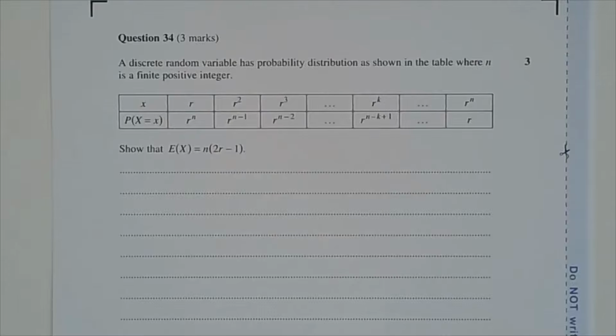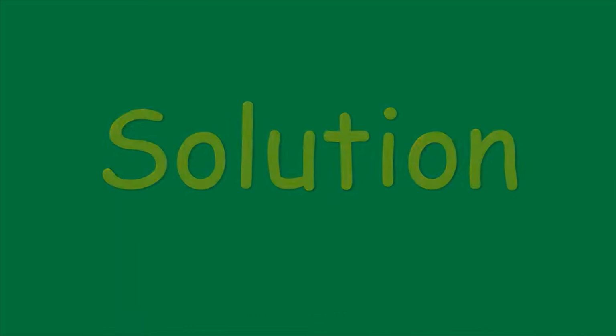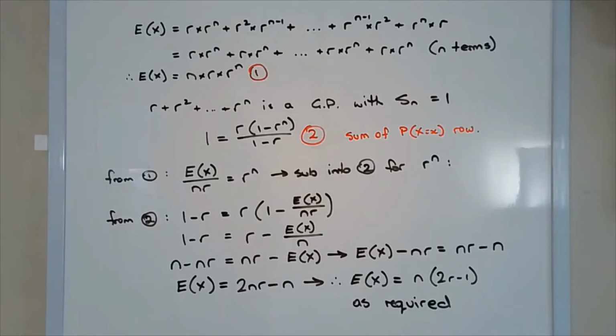Question 34. A discrete random variable has probability distribution as shown in the table, where n is a finite positive integer. Show that the expected value of x is equal to n(2r − 1).